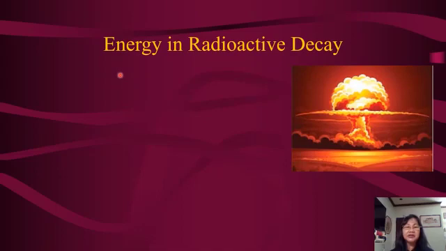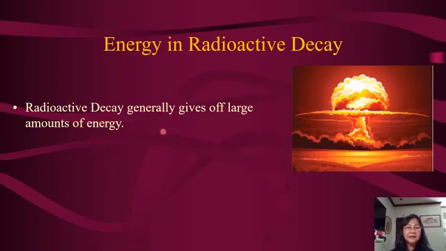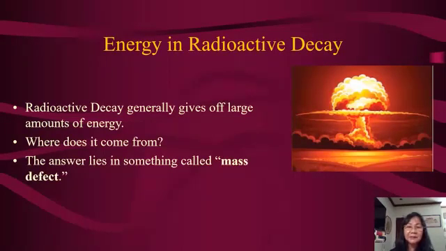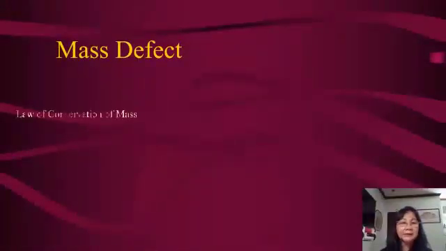How much energy is there in radioactive decay? Radioactive decay generally gives off large amounts of energy, more than what we calculate in thermochemistry. So where does it come from? The answer lies in something called mass defect. In mass defect, that's the difference between the mass of the nucleus and the mass of the particles that are present in it. So let's first discuss the law of conservation of mass.